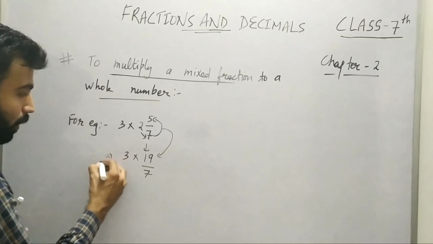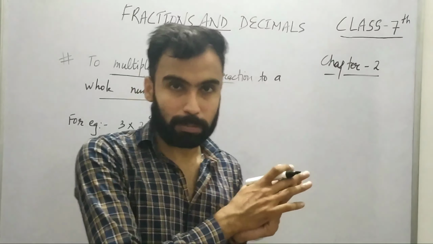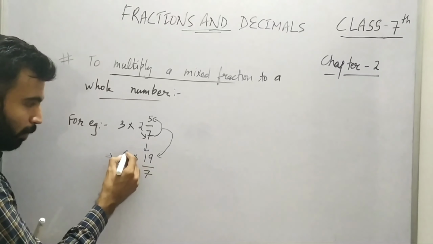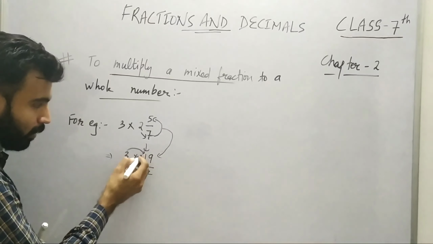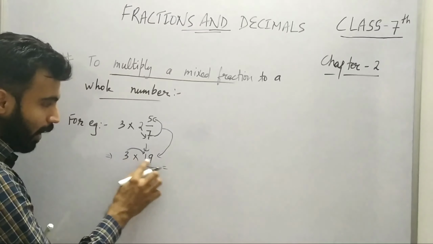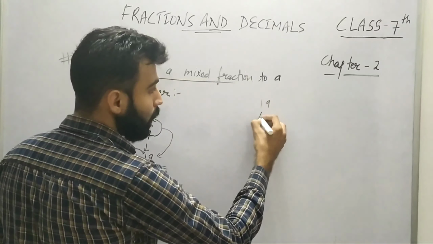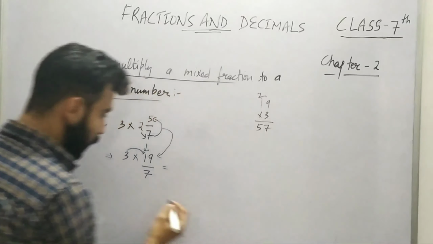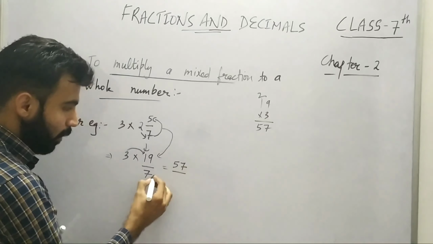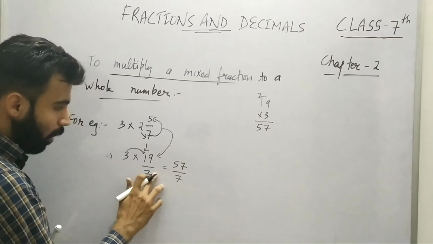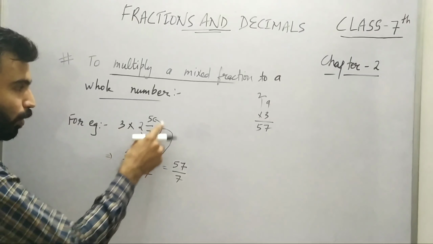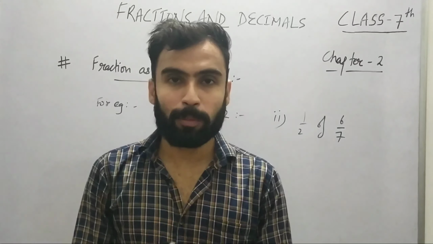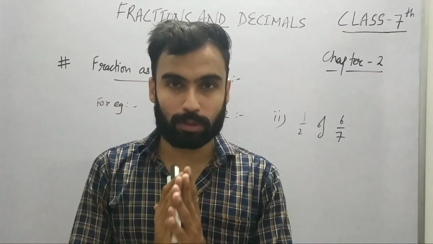Now we have to multiply like the same we have done in the previous part, like the whole number and fraction. So what I will do is simply multiply this whole number by the numerator of this fraction. So 19 into 3. So what is 19 into 3? 3 nines are 27, that is 7 and carry 2. 3 ones are 3, plus 2 is 5. So there is 57, and the denominator will be as it is. So this is how we multiply a whole number with a mixed fraction, right?